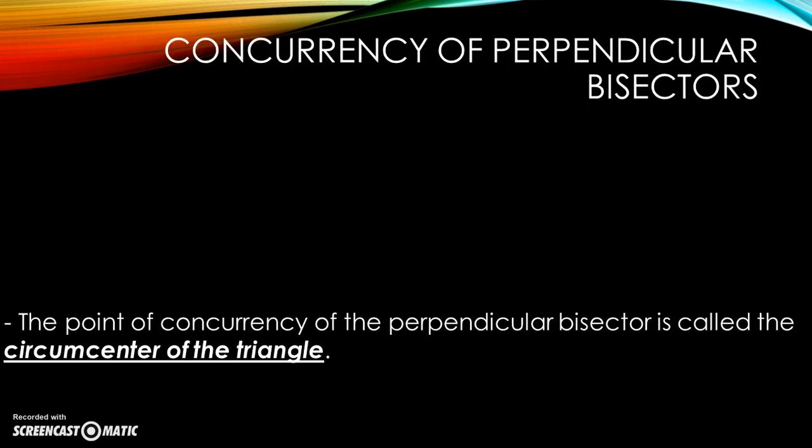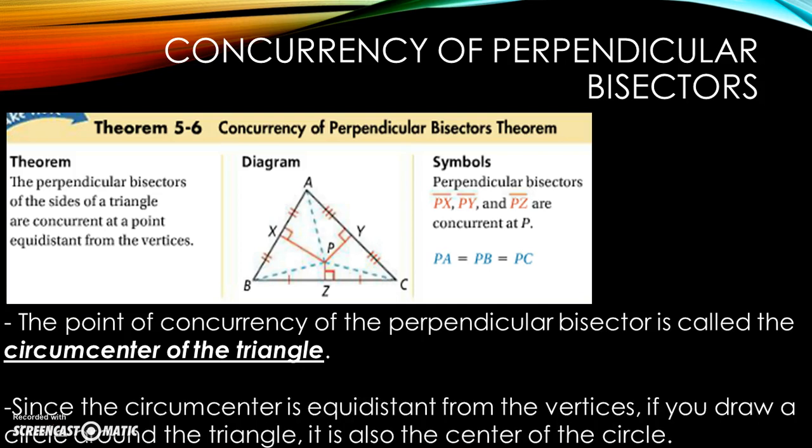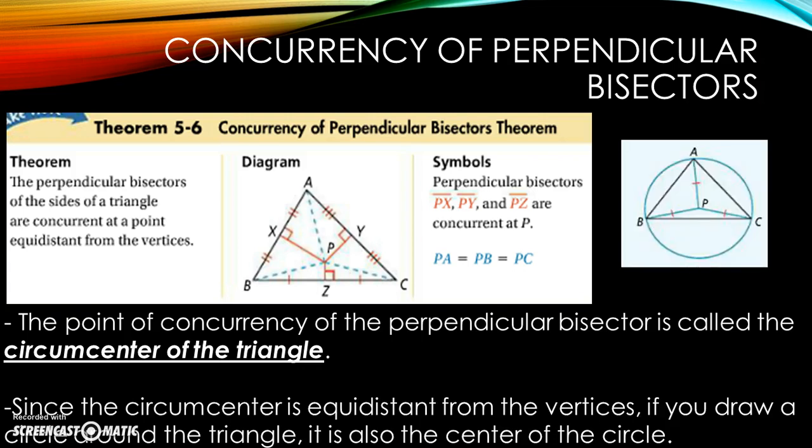The concurrency of perpendicular bisectors: if three perpendicular bisectors meet, the point is called the circumcenter. The circumcenter is equidistant from the vertices, so the distances from the circumcenter to the vertices of the triangle are the same length. Because they're the same length, you can draw a circle around the triangle, and the center would be the circumcenter. Circum means to go around, so you can draw a circle around.